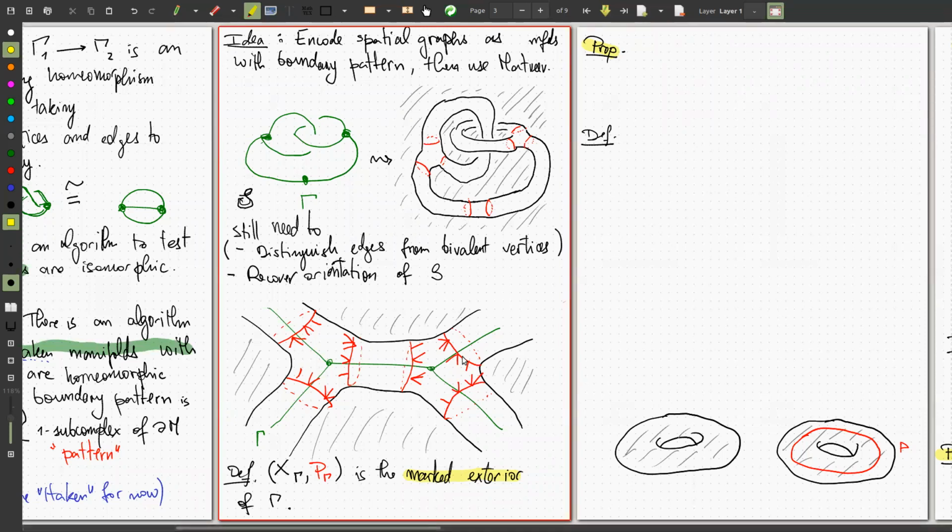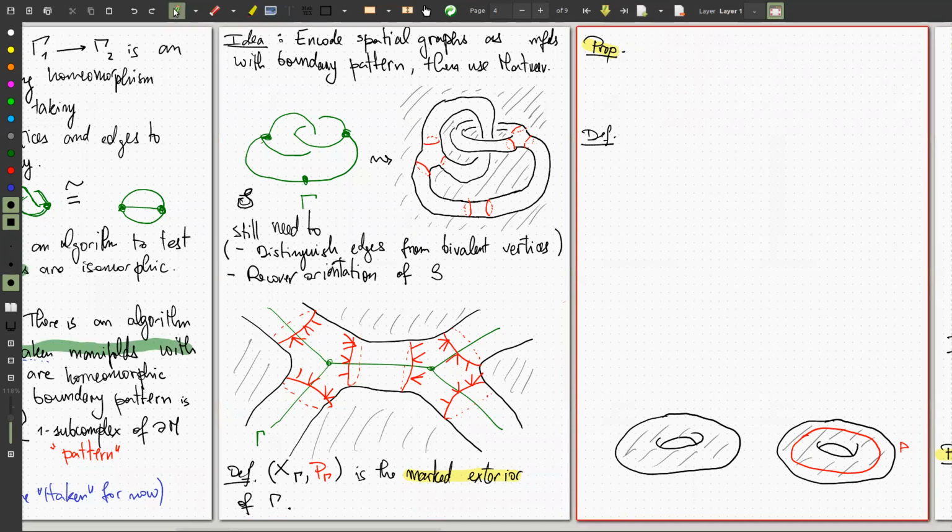And yeah, the point of this construction is this proposition: 2 spatial graphs are isomorphic if and only if their marked exteriors are homeomorphic.